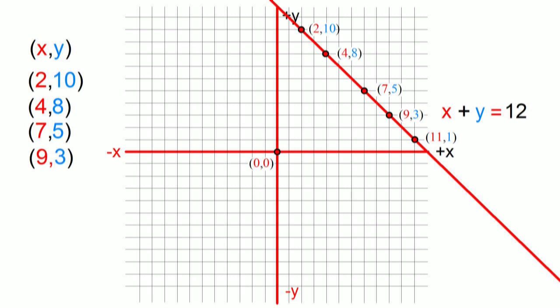I can check it by plugging in 11 for x in the equation and 1 for y in the equation and doing the arithmetic to make sure it's equal to 12, and it is. 11 plus 1 is 12. It also looks like the line goes to the point x6, y6.